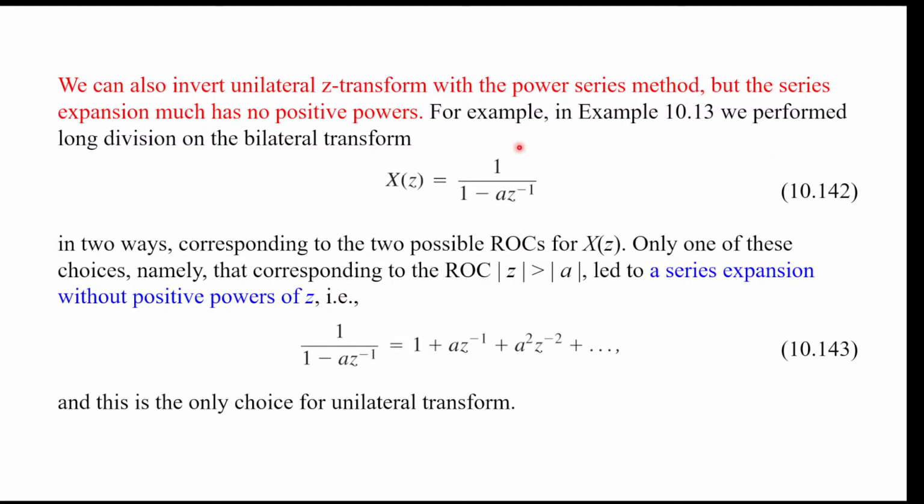And this is consistent with this example. Our X of z is 1 over 1 minus a z to the minus 1. For different RoCs, it will have different power series, and one of them has positive powers while another one doesn't. We see that if we pick the outside RoC, then the power series will have only 0 or negative powers of z, and this is consistent with our analysis. So only this RoC has a unilateral Z transform.